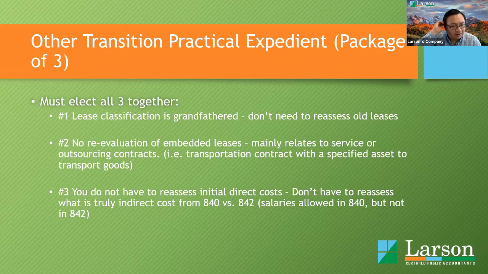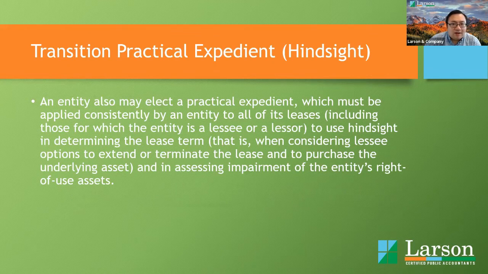Number 3 is you do not have to reassess initial direct costs. So if you had paid commissions or legal fees, those initial direct costs, you don't have to go back and say, well, what is truly indirect? And so you can just ignore those that were paid before, and simplify the transition here. Again, you do have to use all 3.